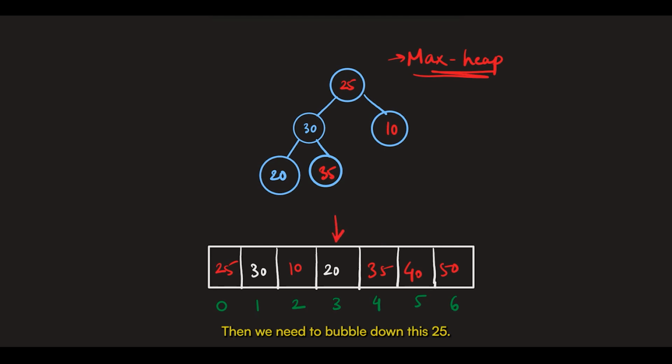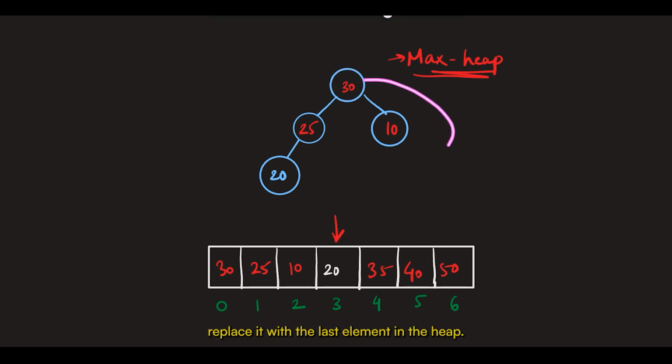Then we need to bubble down this 25. We'll replace it with the largest element so that the max heap property is being followed. Now, if you notice, the max heap property is being followed in every node of the heap, so let's move on to the next iteration. We now need to delete 30 from the heap. We'll first replace it with the last element in the heap. Now we again update the pointer and delete the last element from the heap.